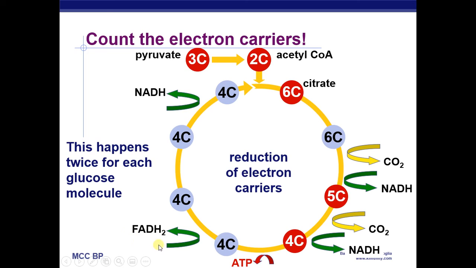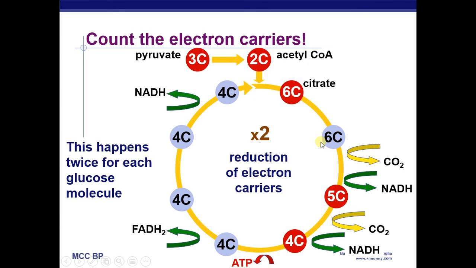We haven't mentioned as much about FADH2. Just remember it does the same thing as NADH. It stores electrons, stores high energy electrons. And the last thing you might want to notice is we make some ATP directly in the process as well. So all of this comes out from one turn, one trip around this cycle. Each glucose molecule allows this cycle to run twice.